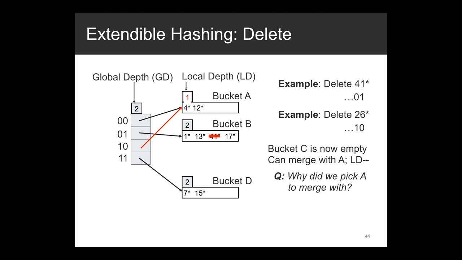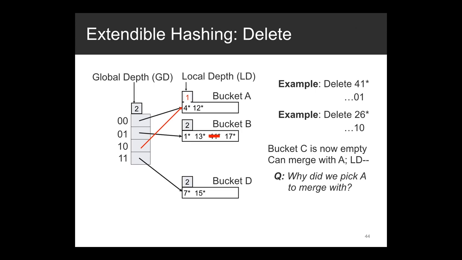Because they have the same least significant bit. Yep. Both A and C, you need to look at the last GD minus 1 bits. They need to match. The only one that matches the last GD minus 1 bits is A. Okay? That is how you can preserve the mod 2 to the K property.